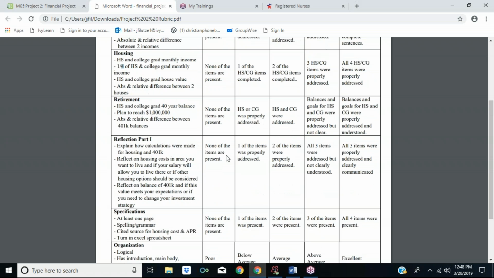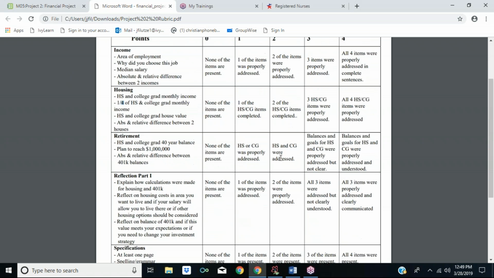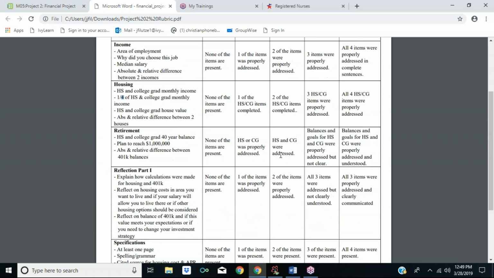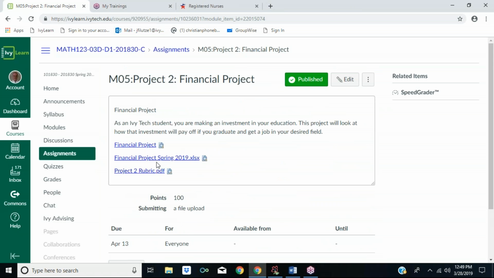And make sure that you follow it. Make sure that when you write your paper, you have your organization. You have an introduction, the main body, the conclusion. Okay. And this is due no later than April 13th. Yes. Okay. So the rubric is included in the Canvas right there.